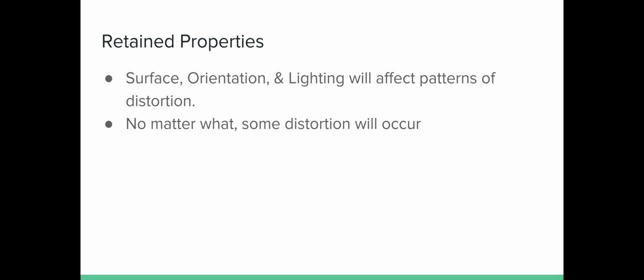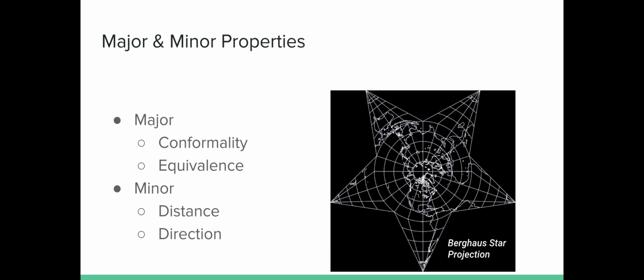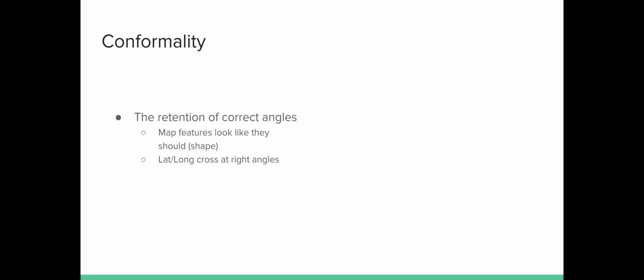Right? We're always going to have distortion, but we're going to have different types of distortion. So no matter what, some of this distortion will occur. But if we know which of these properties your map will maintain, then we could be okay. All right, so I'll get into a few of these: conformality, equivalence, and then distance and direction. These are the four things we should be aware of.